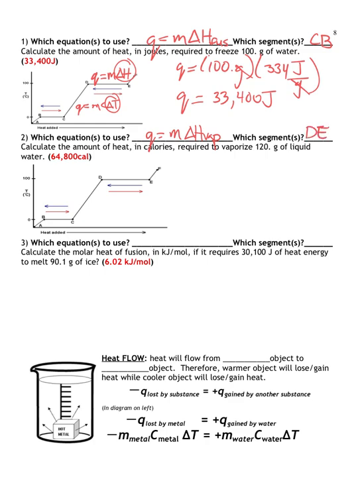It's good to know what segment, honestly, because there are problems that get a little bit more complex. So it's important to look at what segment you're looking at. So we're going to use Q equals mass, which is 120 grams, times the enthalpy of vaporization. And this time I'm going to pick the calorie constant, because I want it in calories. So my answer in the end is 64,800 calories when I calculate it.